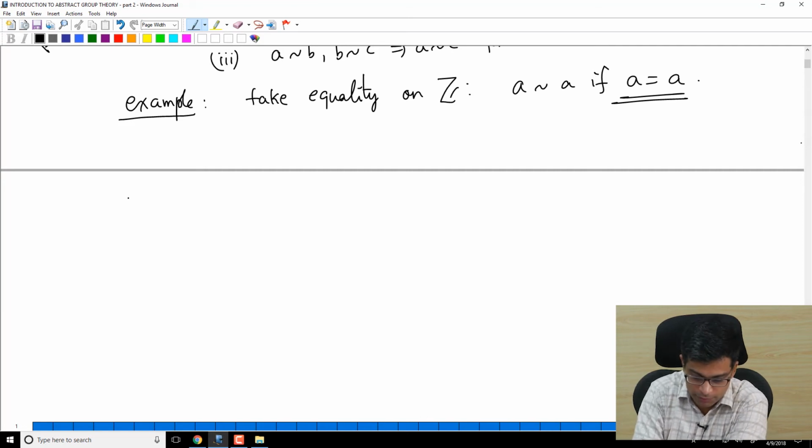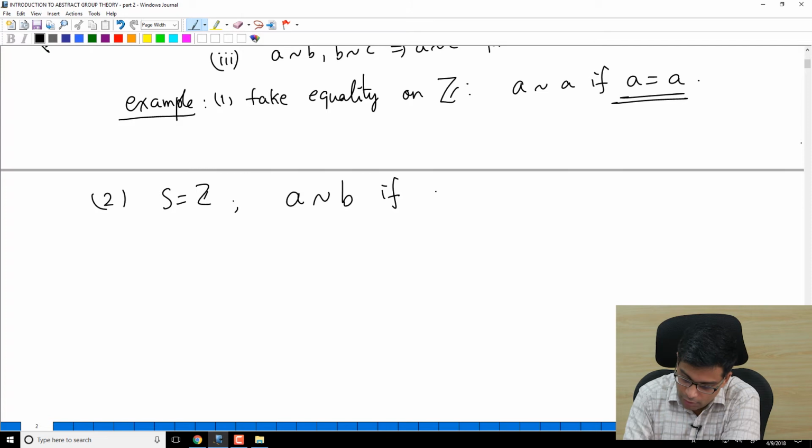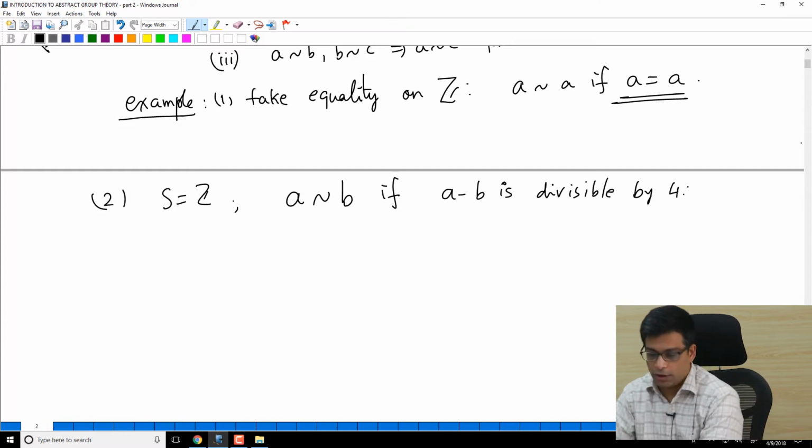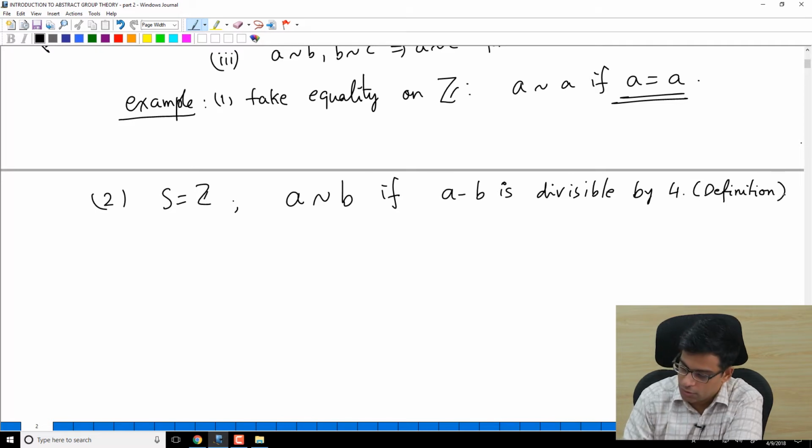So, another example. Take again the integers, but now you say that A is related to B if A minus B is divisible by 4. Okay, so A is related to B if A minus B is divisible by 4. So this is my definition of a new equivalence relation.